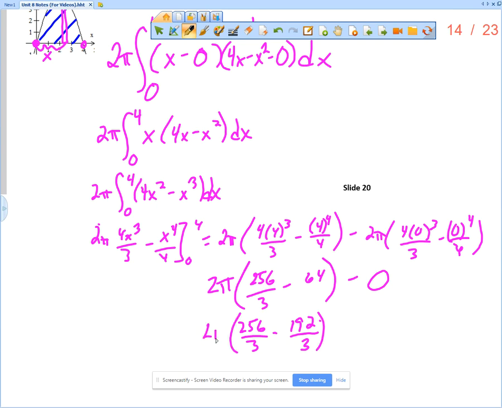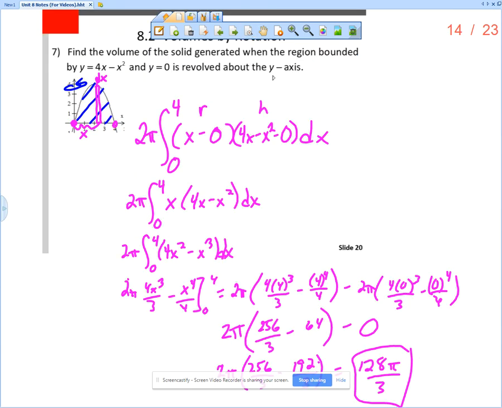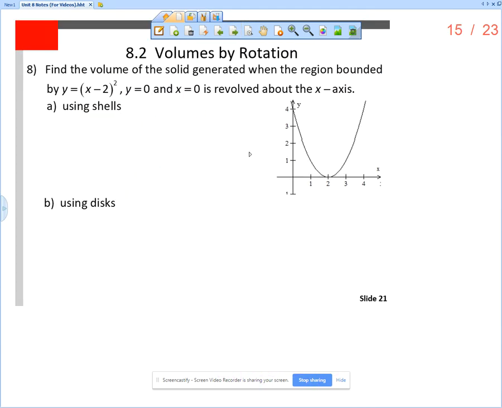But then we're multiplying by 2 pi. So we would get 128 pi over 3, right? So that's one. Yes, I know these numbers are a little bit big, but really not that big of a deal, all right? So that is the cylindrical shell method, all right? So let's go ahead, slide 21. All right, so same thing. Now we're just going to set these up, all right?